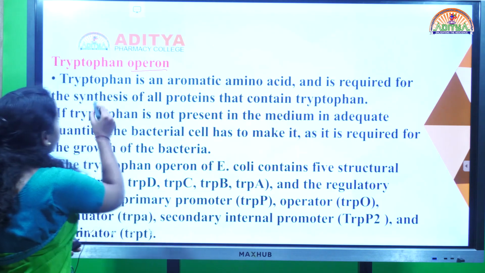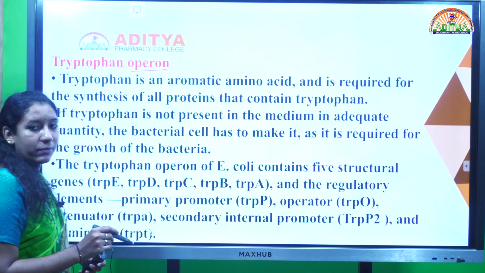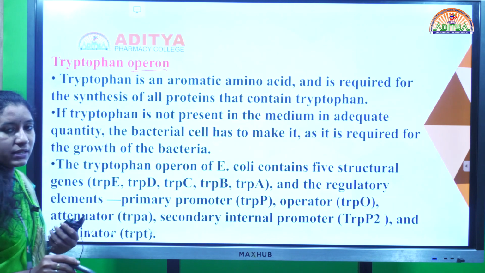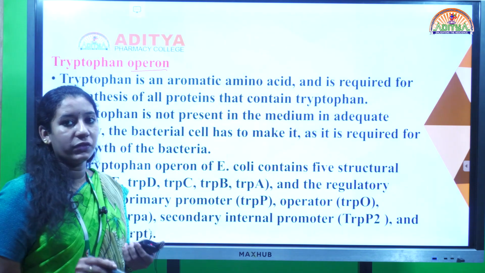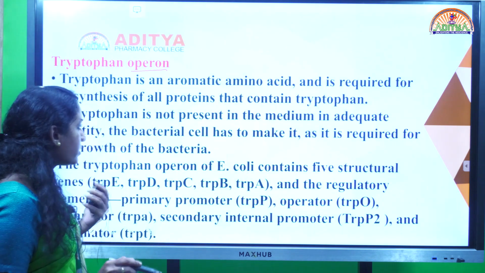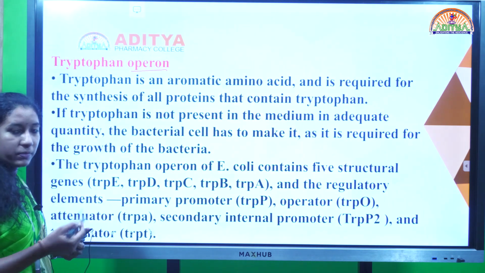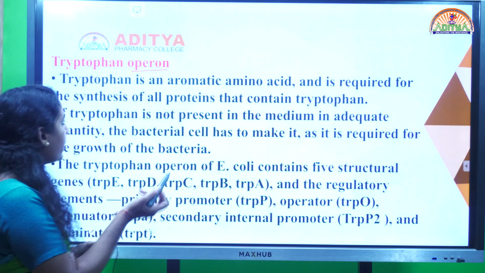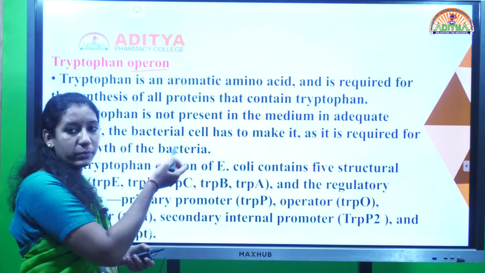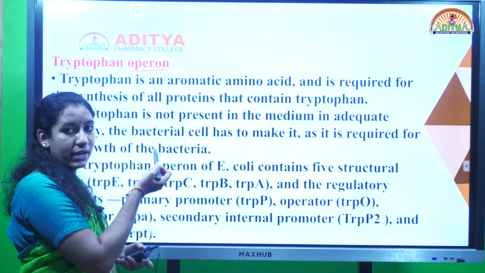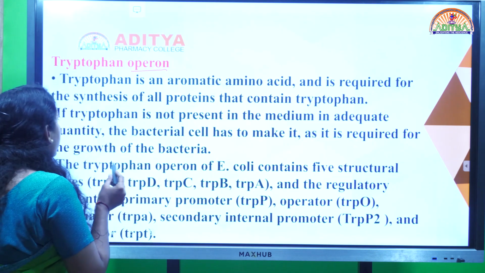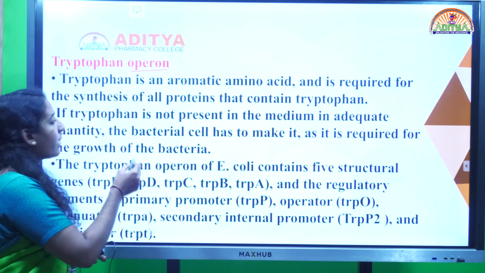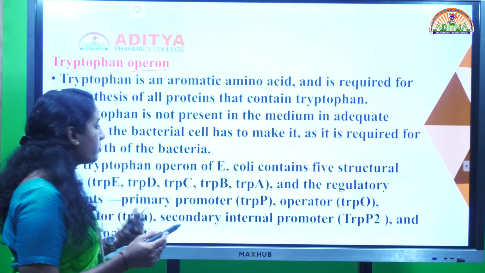So tryptophan, as you know, is an aromatic amino acid, and it is required for the bacteria to synthesize the proteins which contain tryptophan. It is required for the synthesis of all the proteins which contain this amino acid. And if tryptophan is not present in the medium in sufficient quantities, then the bacterial cell has to make it, has to prepare it.